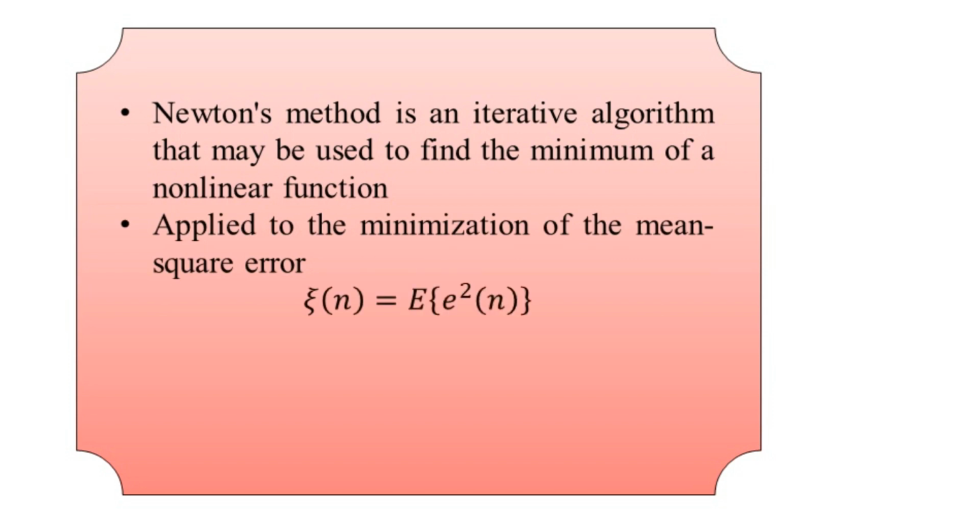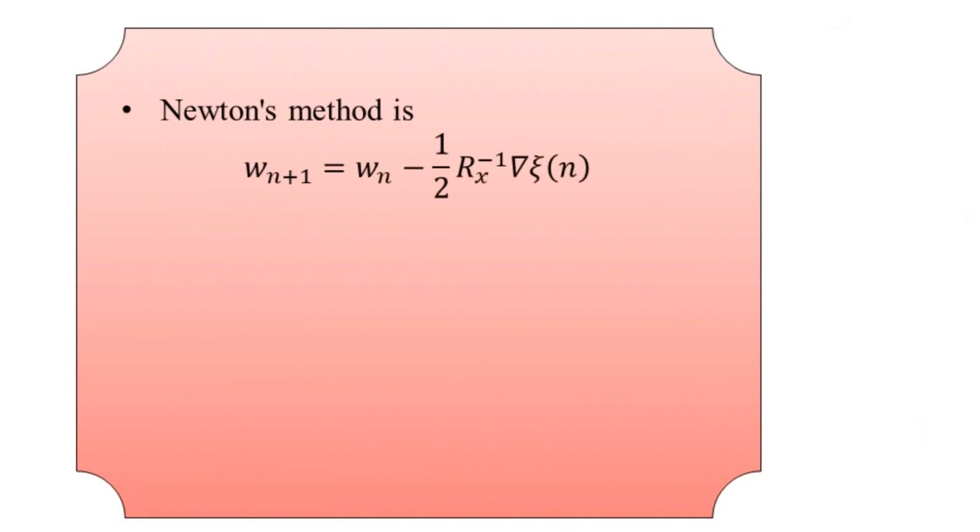that is equal to the expected value of the square of e of n, where e of n is d of n minus the transpose of the weight vector w multiplied by x of n. The Newton's method update equation is provided to us: w suffix n plus 1 is equal to w suffix n minus 1 by 2 multiplied by the inverse of the autocorrelation matrix, represented as capital R suffix x, further multiplied by the gradient of the mean square error xi of n, or you can call it zeta, it is a Greek symbol.